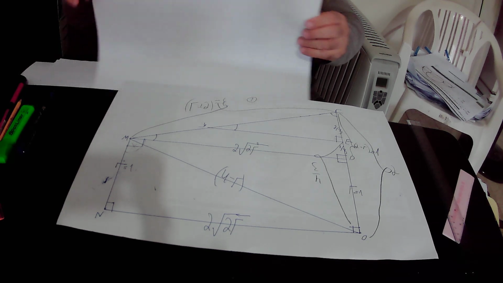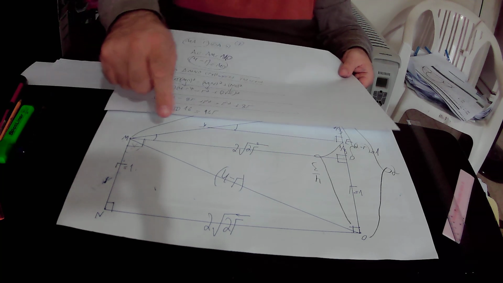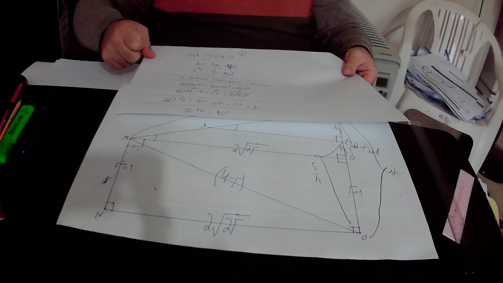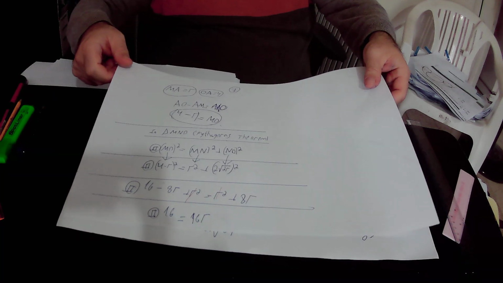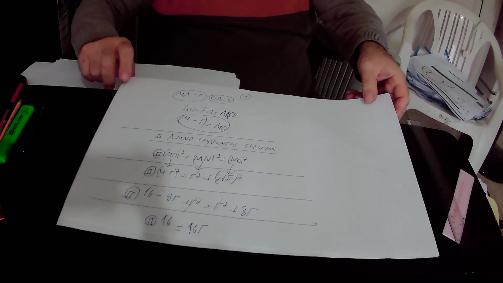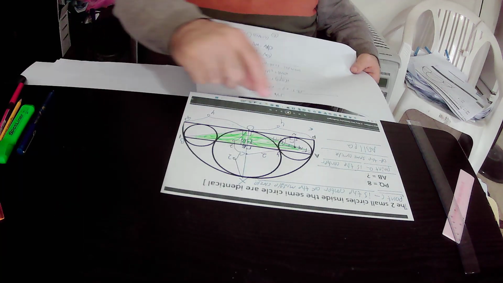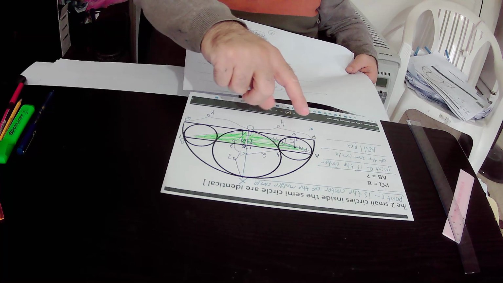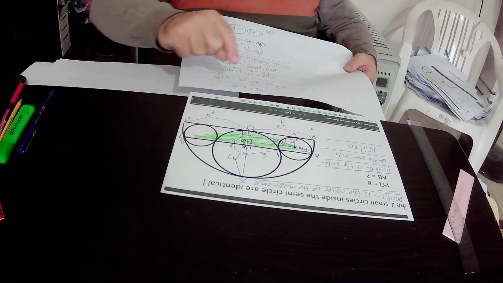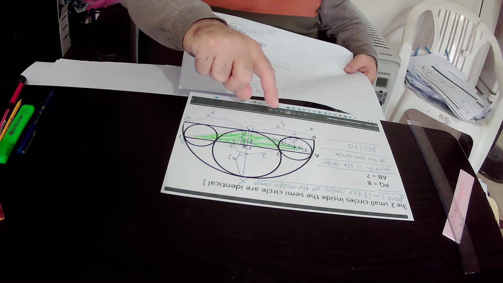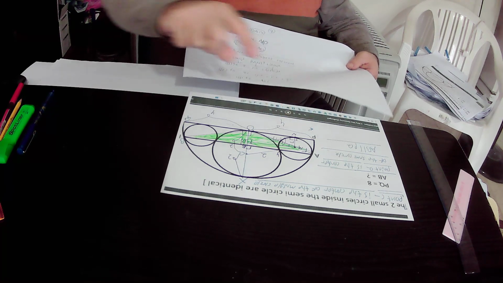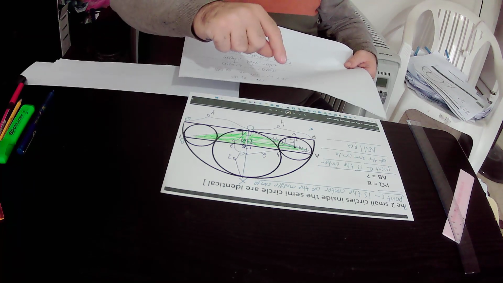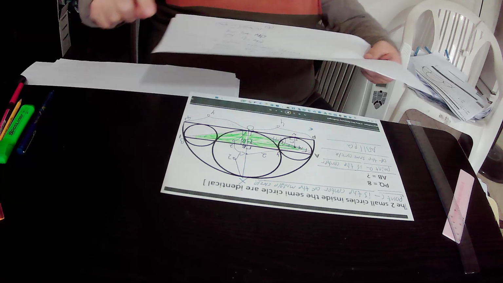In the right triangle MNO, the square of the hypotenuse equals the sum of the squares of the perpendiculars. But before that, we know that AM is the radius of the small circle, and OA is the radius of the semicircle that equals 4 units. And what is the value of OM? OM equals OA minus AM. That is to say, it equals OA, that is 4 units, minus AM, that is the radius of the small circle. That is to say, OM equals 4 minus R.